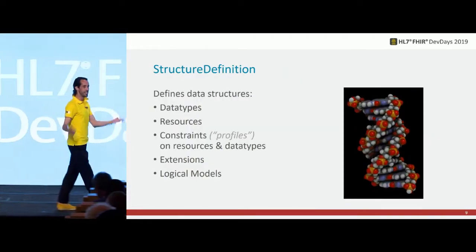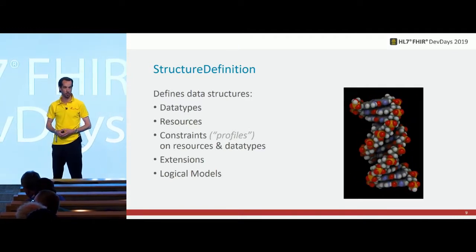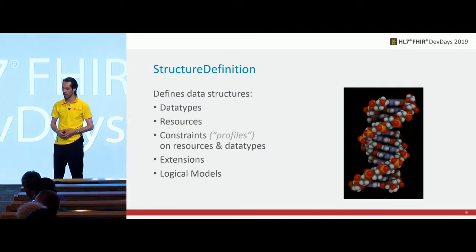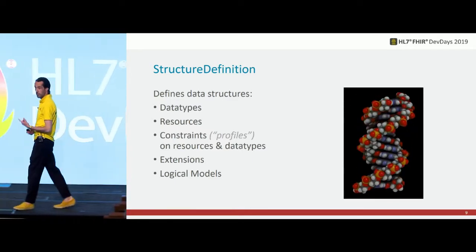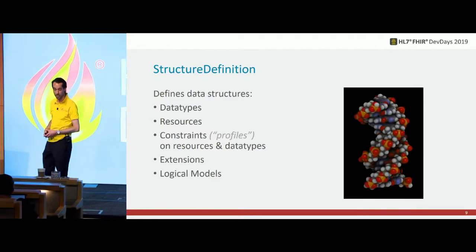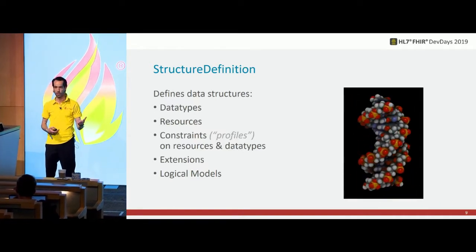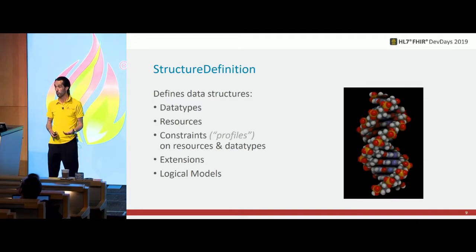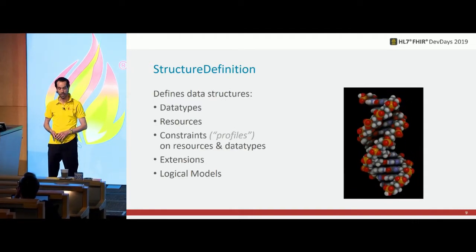So this is like the DNA of FHIR. It's how you express your data types, for example, an address or a human name. It's how you express a resource. For example, a patient is defined by means of a structure definition, or an observation. And it also allows you to profile these resources and to describe your constraints, also by means of a structure definition. So it's a set of constraints on these resources and data types.